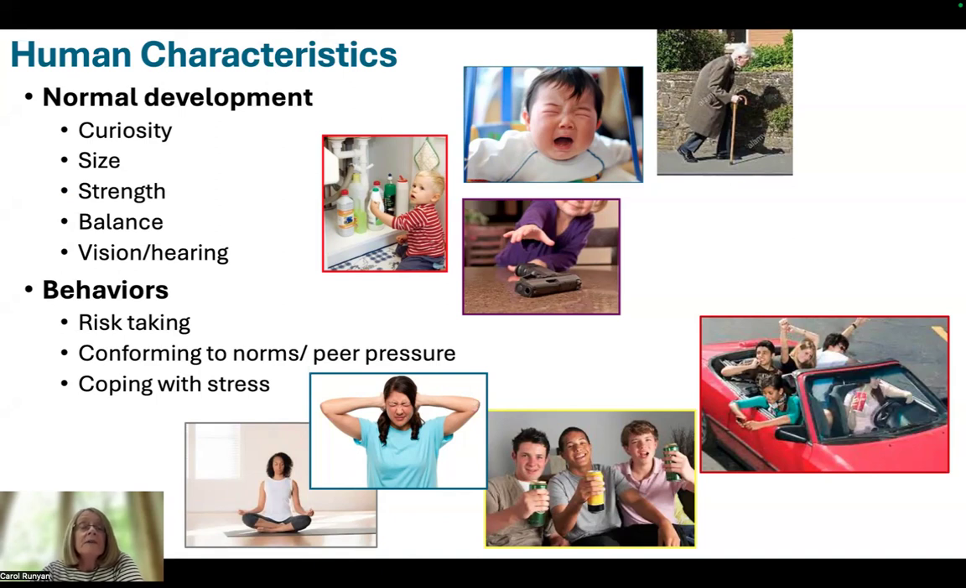And then, of course, there are behaviors that change in different populations and different age groups within normal development. Adolescents are known for risk-taking, and different people are more likely to conform to norms, to peer pressure, or to cope with stress in different ways, like with a crying baby that just won't stop. So these are examples of some of the human characteristics that we need to think about in the context of particular injury problems. They won't all apply in every situation.